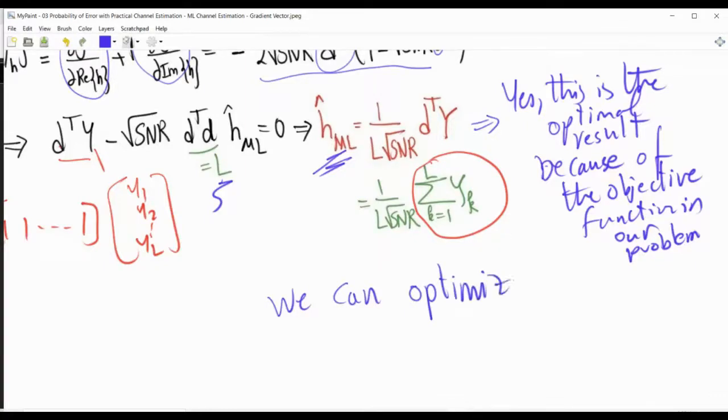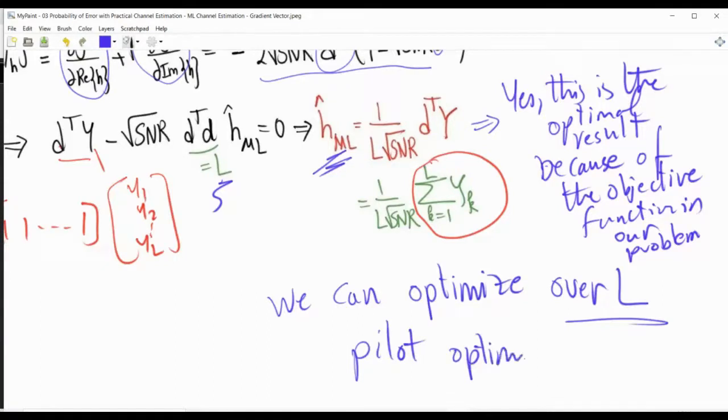So we can optimize over L. I will not do this here, but especially in MIMO systems, this is not a big issue in SISO, but in MIMO systems you have so many channels to estimate. There is a channel between any transmit antenna and any receive antenna. There are so many channels, and so the issue of pilot optimization becomes very relevant. You can find papers about pilot optimization, and this may include the optimal number of pilots.